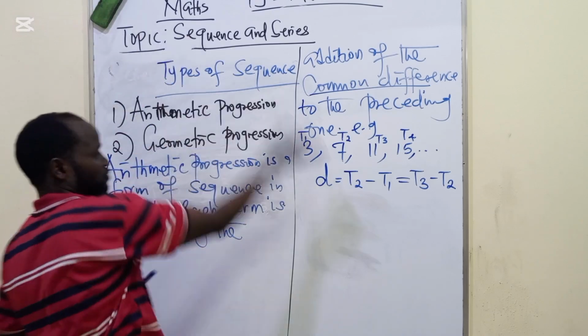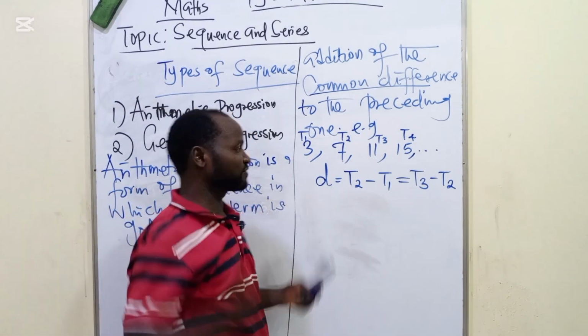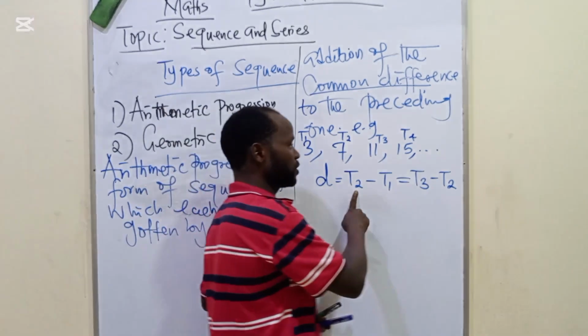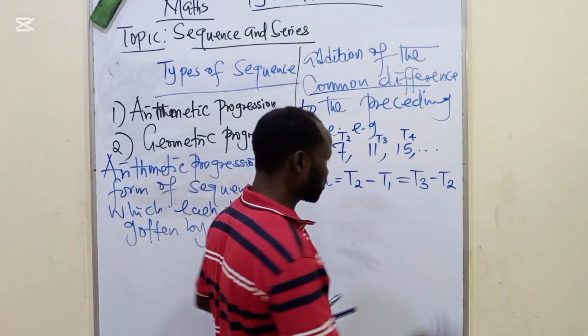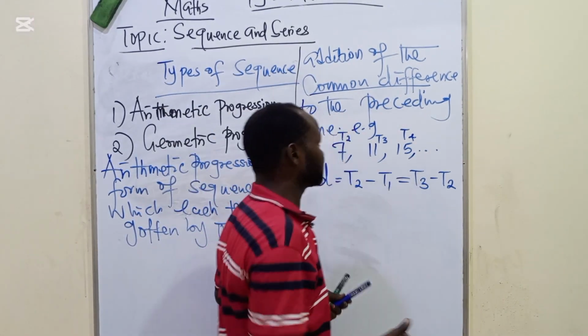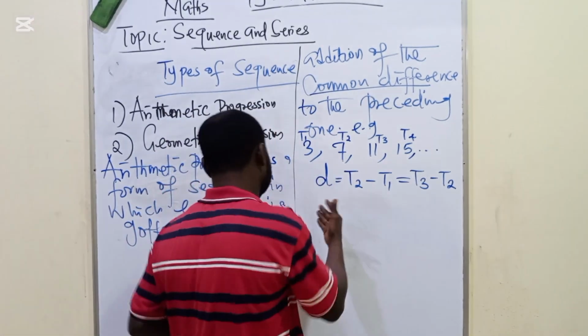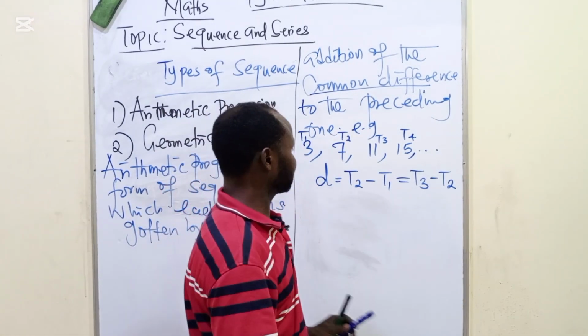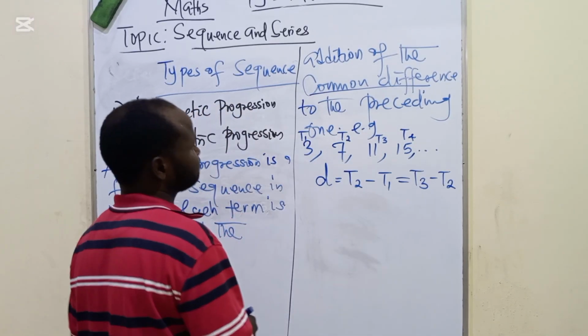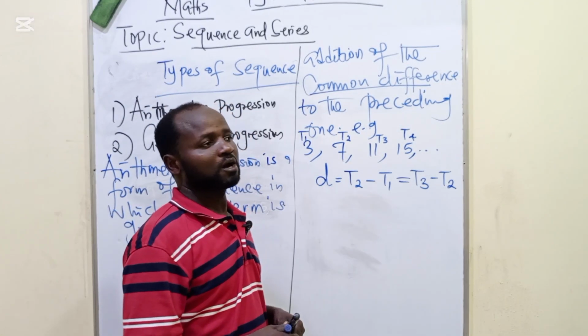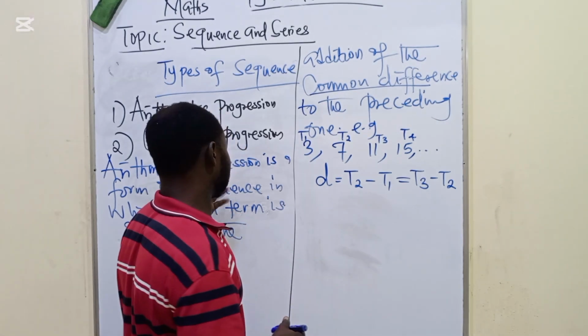Okay, this is how to find the common difference, or this is how to know whether a given sequence is an arithmetic progression. If T2 minus T1 is equal to the third term minus the second term, then that form of sequence is an arithmetic progression. Very important. Let's look at the nth term of arithmetic progression. That's AP now.